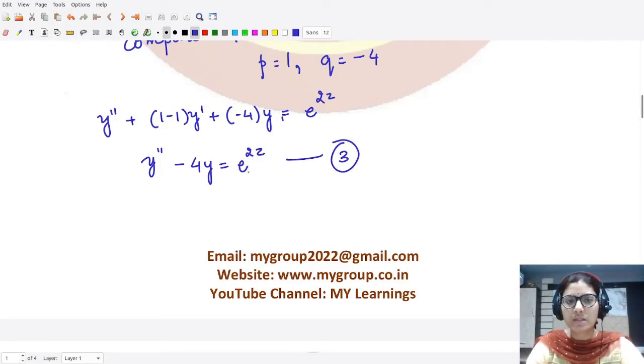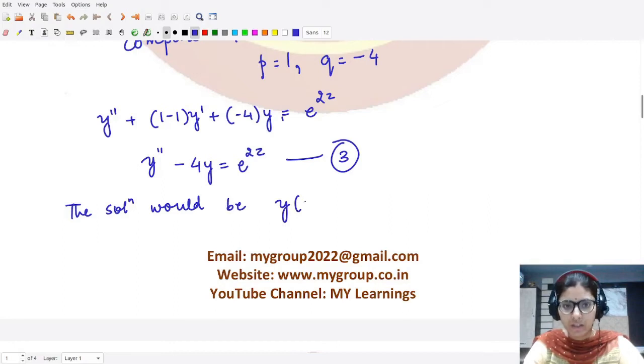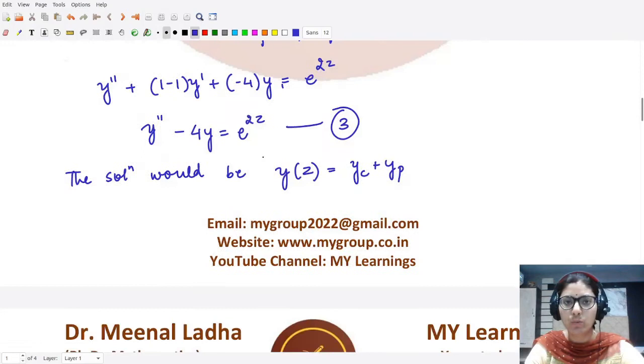Now this is a very simple equation having constant coefficients, so we can very easily solve this. The solution to this equation would be divided into two parts. So your y of z, because the independent variable here is z, would be the complementary solution plus the particular solution, because we have a non-homogeneous equation. The right hand side is not exactly equal to 0, right?